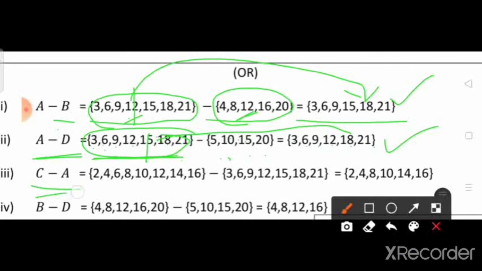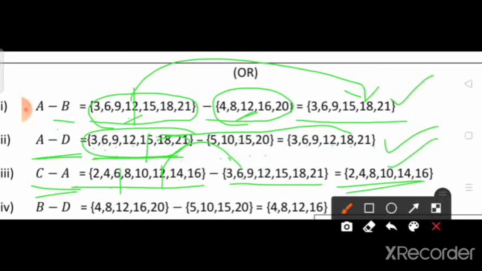And then see here C minus A. C means you have to write these elements, multiples of 2, and A is multiples of 3. Is there any common element in these two sets? Check here, 6 is there, strike out 6. And then 12 is there, strike out 12. Is there any other element? I think no. So 2, 4, 8, 10, 14 and 16 are the answer of C minus A.